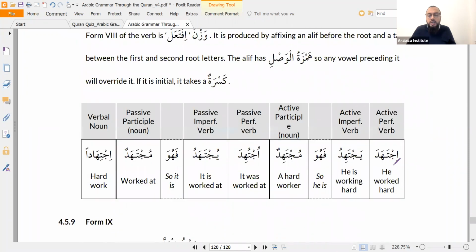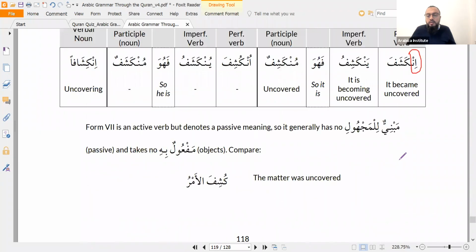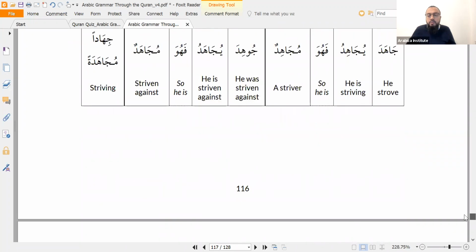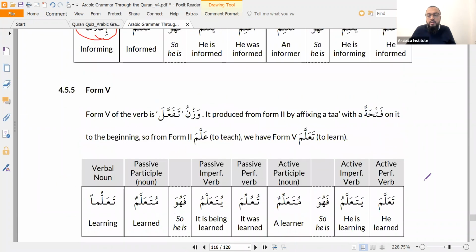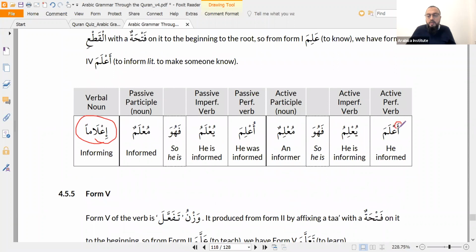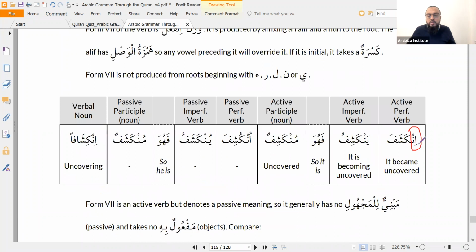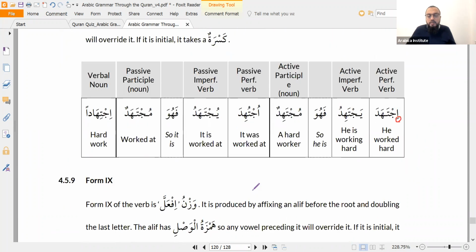Form 8, ijtahada yajtahidu fahuwa mujtahid, ijtihadan. Please note that from form 7 onwards, these verbs don't have hamza. The only verb that has a hamza at the beginning is form 4. This one, see that? Hamza. And here, hamza. From form 7 onwards, you begin with hamzatul wasl. Please don't write hamzas on these or on these. No hamza.